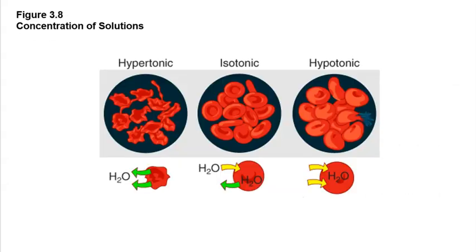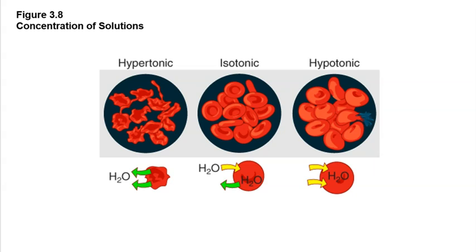So figure 3.8 shows us the volume changes of cells when exposed to hypertonic, isotonic, and hypotonic environments. In a hypertonic environment, the electrolyte or solute concentrations outside the cell are greater than on the inside of the cell, and water will then exit the cell by osmosis, causing the cells to shrink.